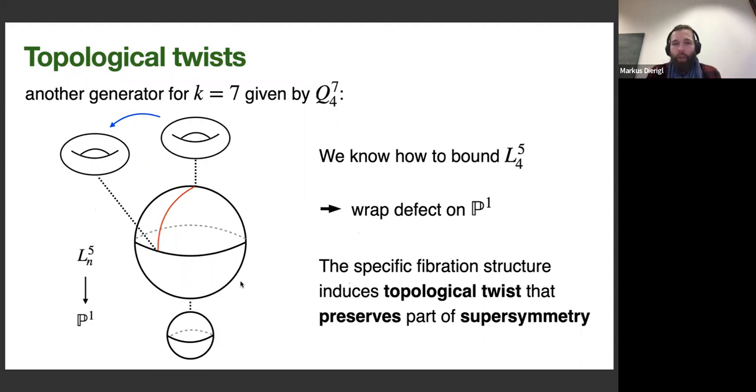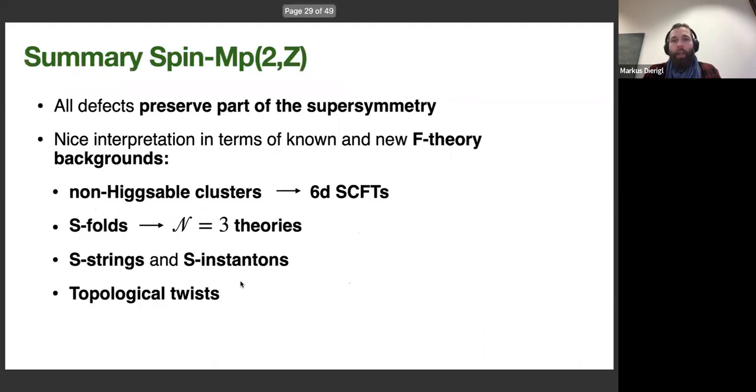And this concludes my discussion of these F-theory backgrounds. All of them have some realization as a supersymmetric defect. Also, these topologically twisted theories will preserve part of supersymmetry. Again, at least with a caveat that we have to add Ramond-Ramond fields potentially. And so this is my summary here. So all defects preserve part of supersymmetry and have a nice F-theory interpretation.